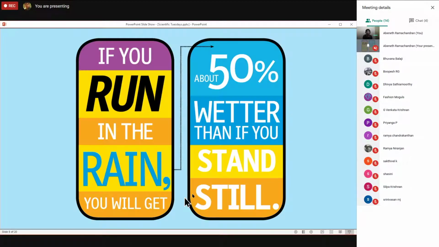Next, if you run in the rain, you will get 50% more wet than if you stand still. So whenever it rains, we suddenly drop out and we will run. We will run to our home. Achicho, the rain is coming. What we will do, we will not take into account that we are also wearing a raincoat, or having an umbrella or anything. The reason is there is something called relative velocity.